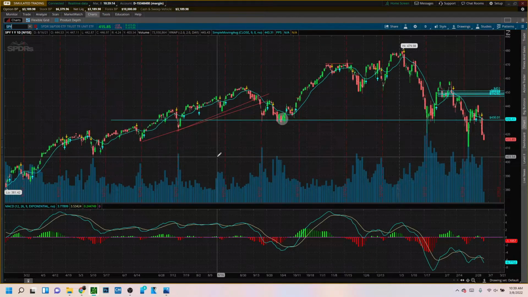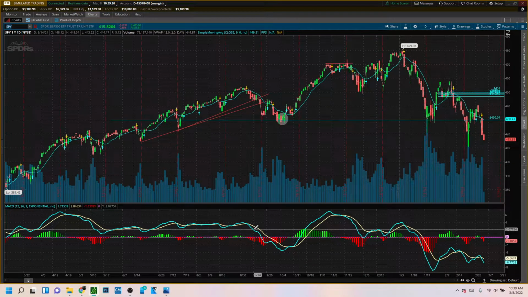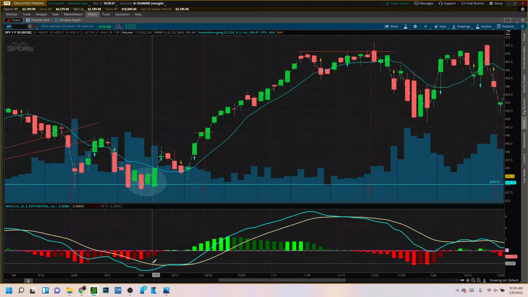All right, so the next trade confirmation you want to look for is this one right here. This is a great indicator for trade confirmation. This is the MACD indicator. As you can see, this thing has red, then green, red, green, red, green, and then it has this blue line and then this white line.